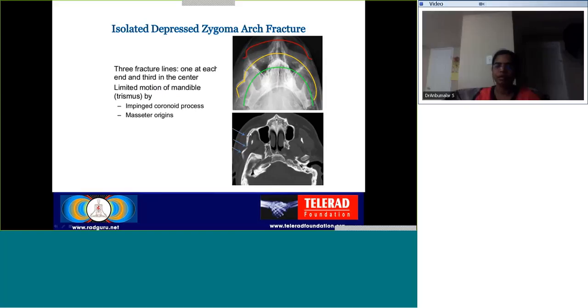The zygomatic arch fracture is a comminuted one, and the middle fracture fragment is seen impinging on the coronoid process, so that the masseter origin is also impinged. So the patient has a restricted mandibular movement called trismus.